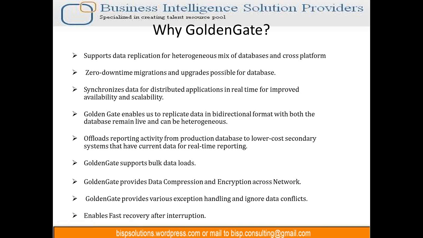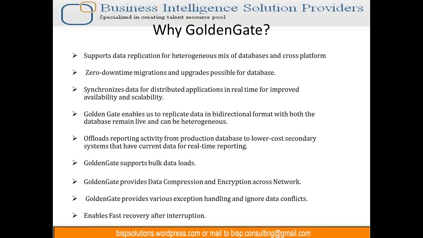Or maybe you want a bi-directional format. Like all the changes made on my prod 1 should be replicated to prod 2, and all the changes made in prod 2 I want back into prod 1. All these kinds of replication are possible in GoldenGate. So the fourth point is GoldenGate enables us to replicate data in bi-directional format, but both the databases can remain live, and both the databases can be heterogeneous. They can be different versions, or different databases altogether.